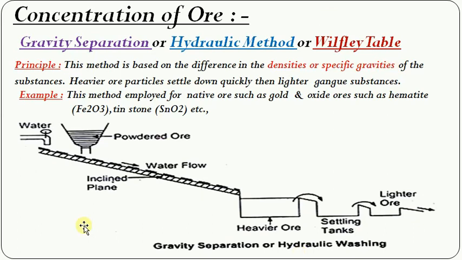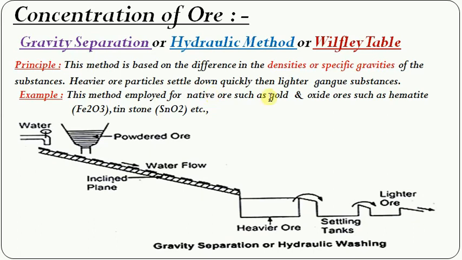So in this type of method, the heavier ore particles settle down quickly, unlike the lighter gangue particles. So that is the idea. The ore particles are heavier, whereas the lighter particles are gangue, which is impurity. This method is mainly employed for native ores such as gold. The word native means they are available as a metal.